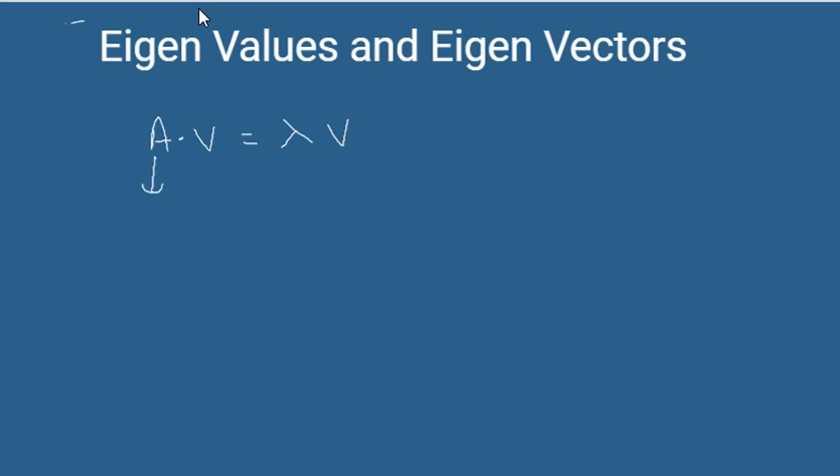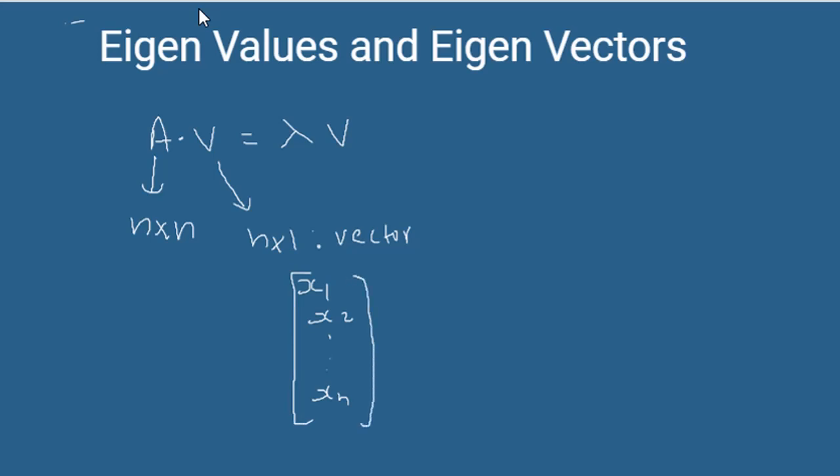So A is here an n by n matrix, that means a square matrix, and V is an n by 1 matrix, and these types of matrices are said to be an n by 1 vector. An example will be x1, x2, etc., up to xn column vector. Now λ is a scalar, a pure number, a scalar quantity. V is again an n by 1 vector.